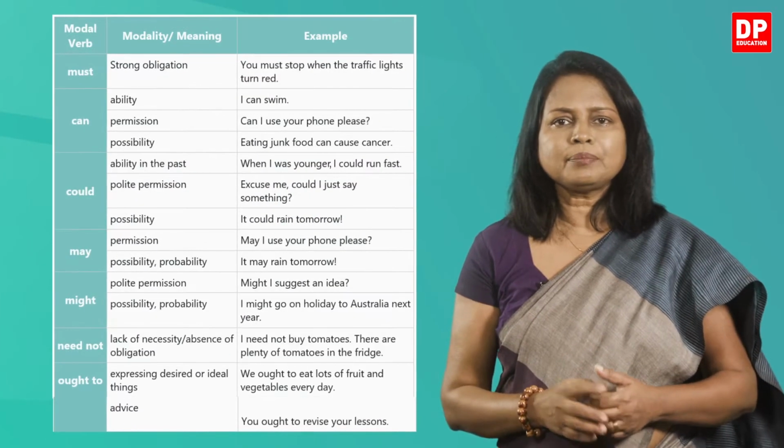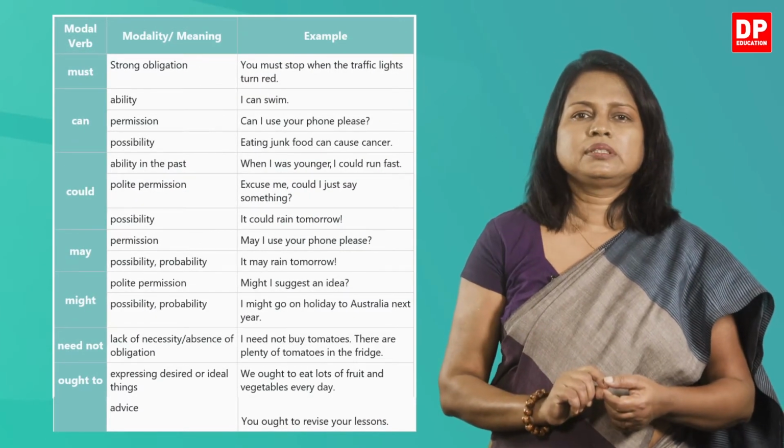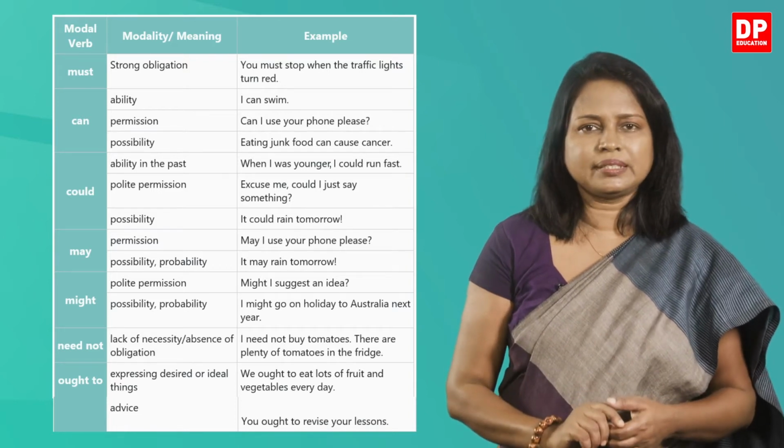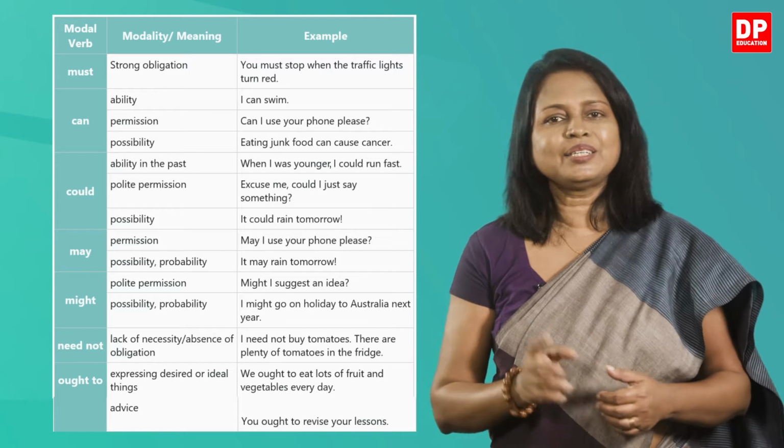Here are some examples of modal verbs, the modality or the meaning they express, and example sentences. You can leisurely go through it.